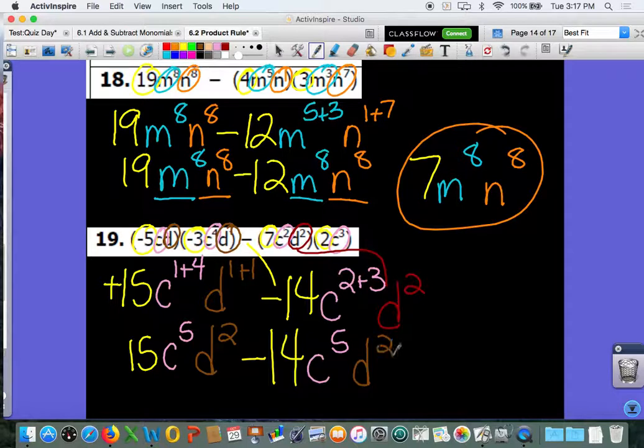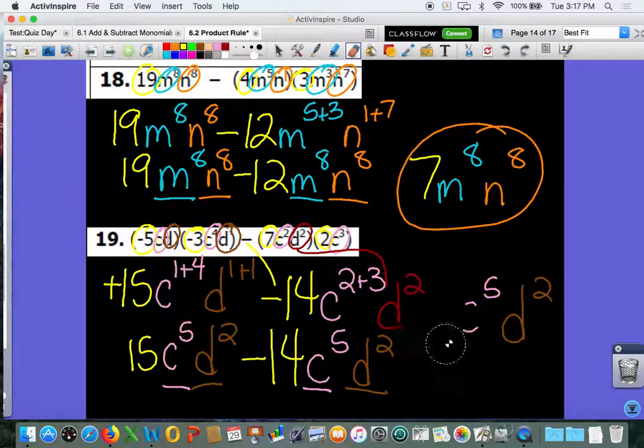D squared. Alrighty, so I want to make sure again that they're the exact same. So, checking my variables. C to the 5th, C to the 5th. D squared, D squared. That means I can add these together. I'm going to end up with 1 C to the 5th, D squared. Or you can leave the 1 off and just have C to the 5th, D squared. And if you want to do that, that is perfectly fine as well.